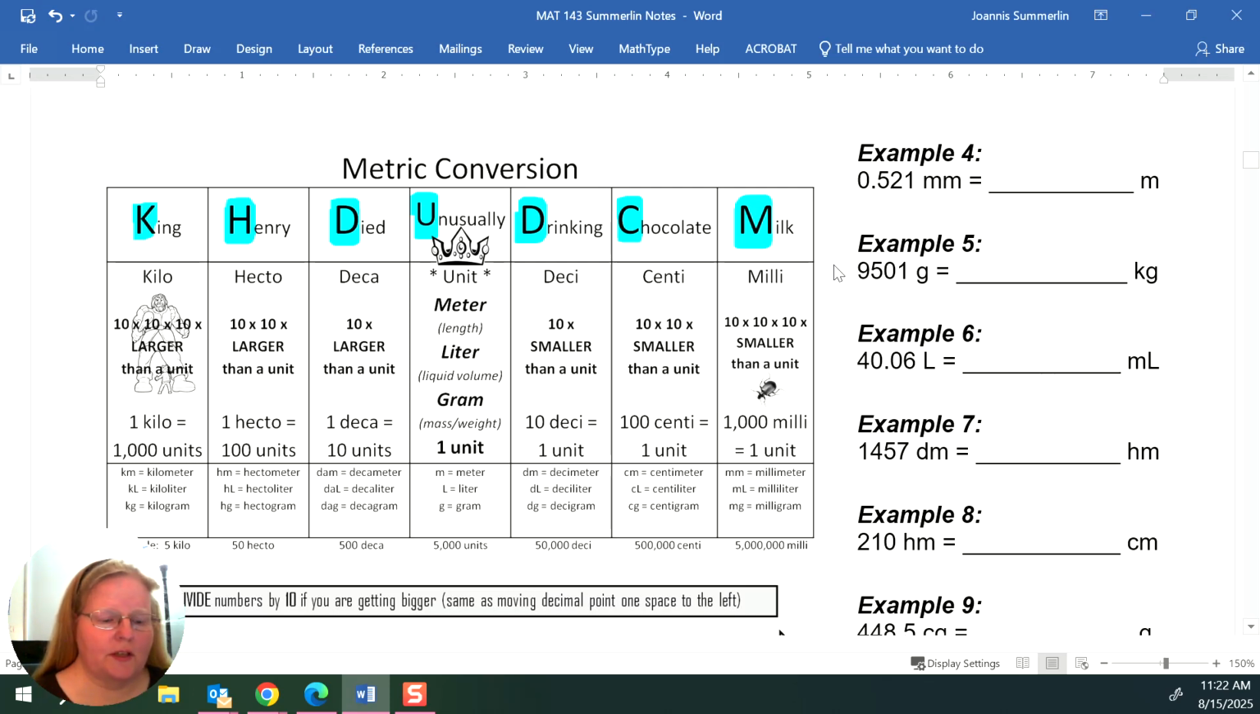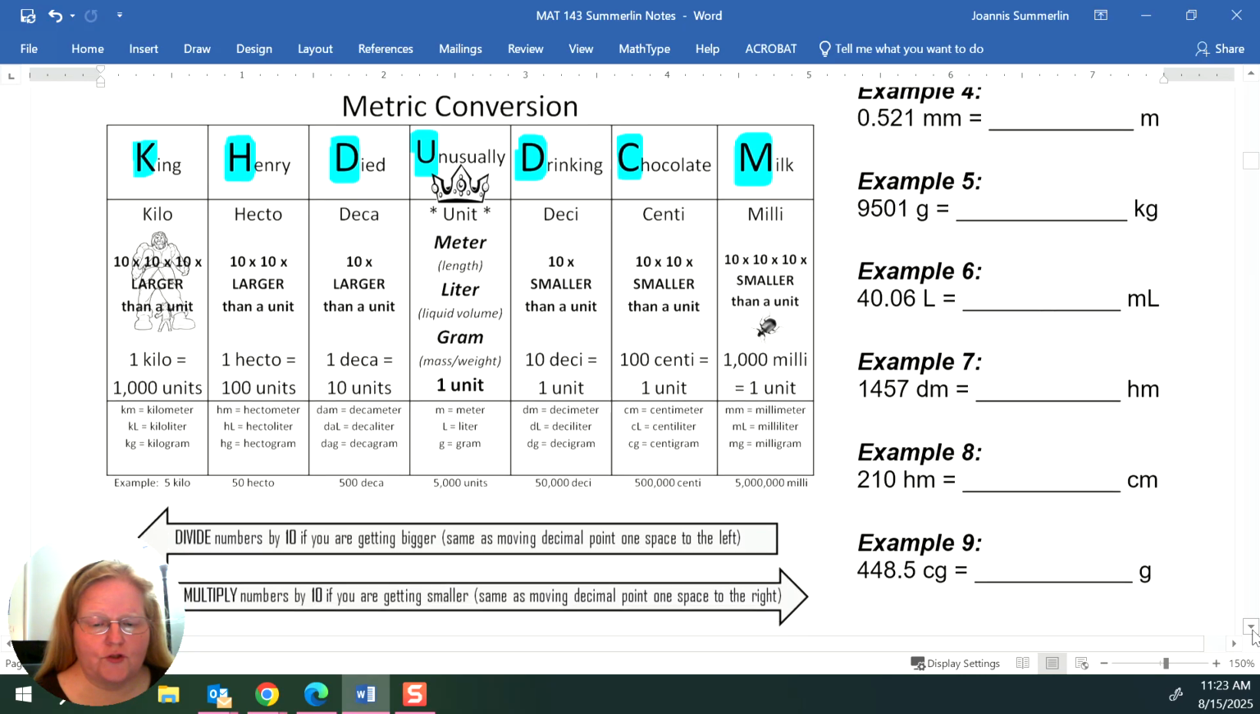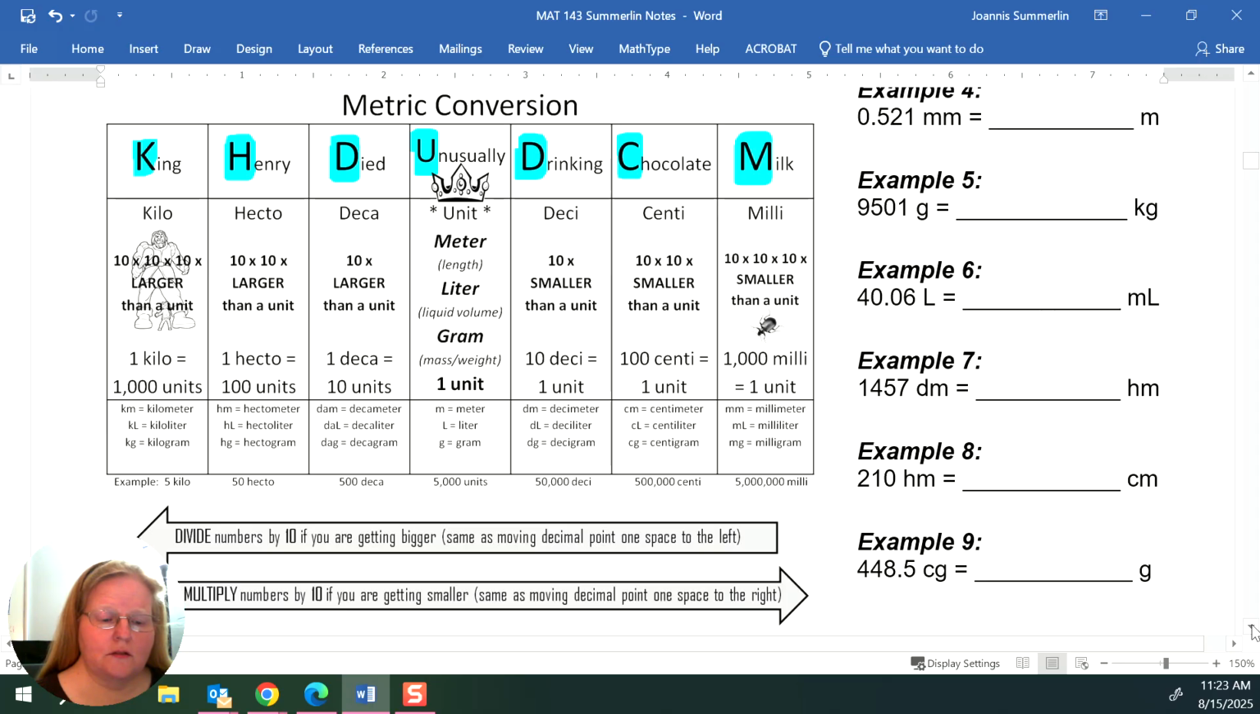When we talk about these, a lot of times it's easier to do the conversions if you remember that King Henry died unusually drinking chocolate milk. These letters are the easiest thing to remember. I'm going to show you how to use them to do the conversions. This is the easiest way I have found yet to do the conversions amongst metrics. It'll work for any metric to metric conversion.